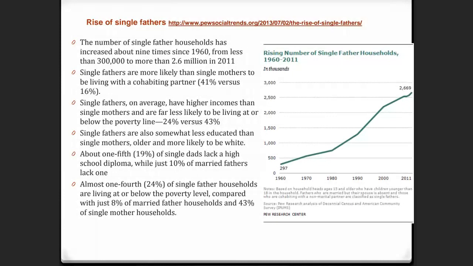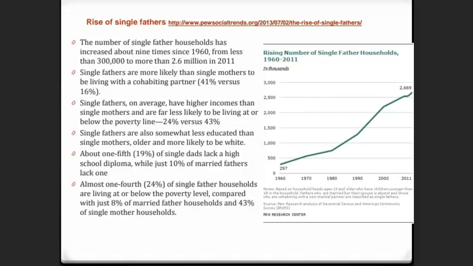And of course, about 1 in 5, that is 19% of single dads, lack a high school diploma, while just 10% of married fathers lack one. Almost 1 in 4, 24% of single fathers' households are living at or below the poverty line, compared to just 8% of married father households and 43% of single mother households. So these are just statistics, and of course, important statistics to reflect on. The rise of single fathers.